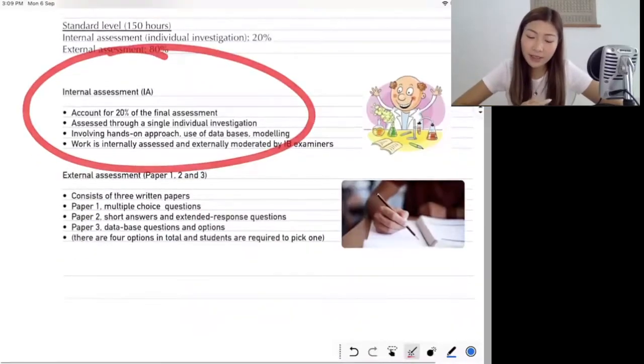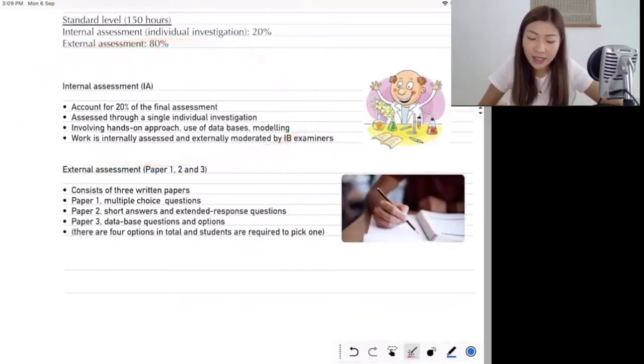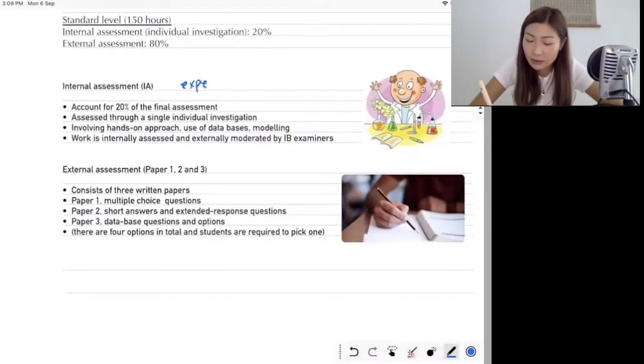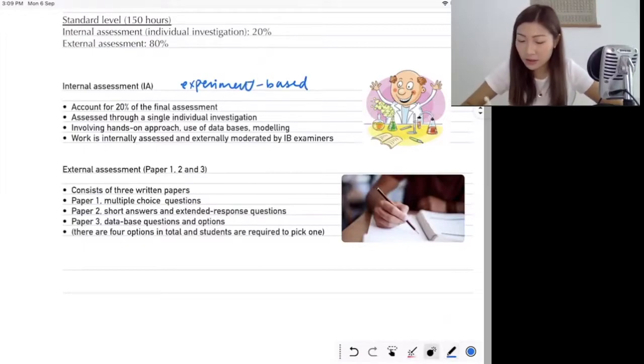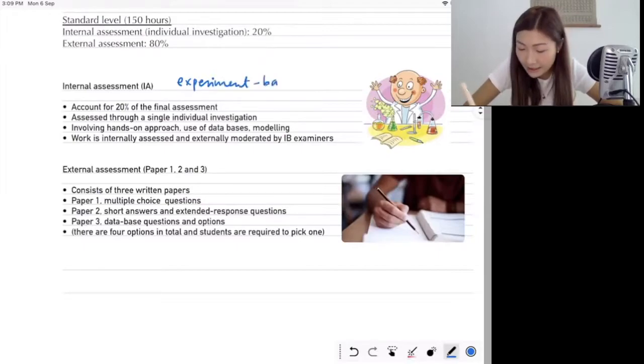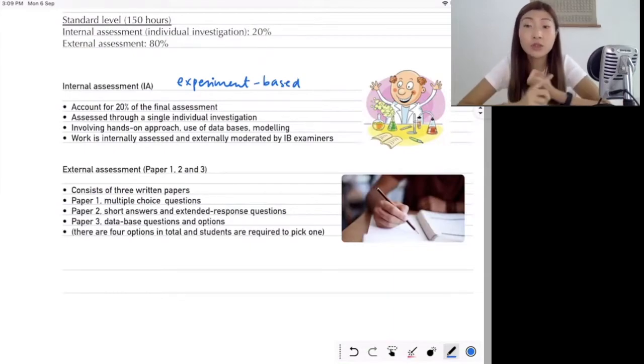Internal assessment accounts for 20% of the final assessment and is assessed through a single individual investigation. So this is a very experiment-based sort of assessment. You have to come up with the research question yourself.